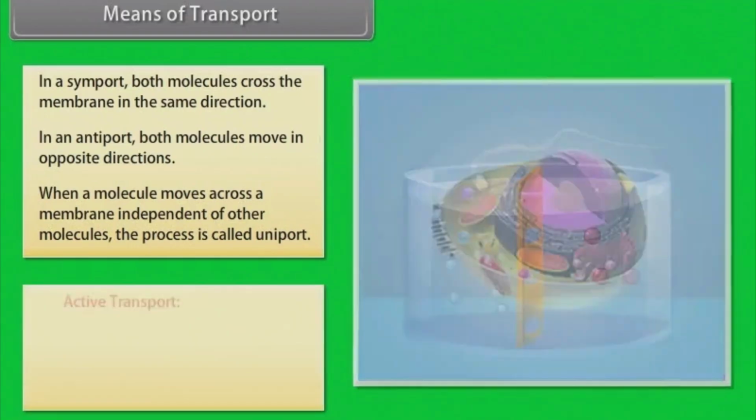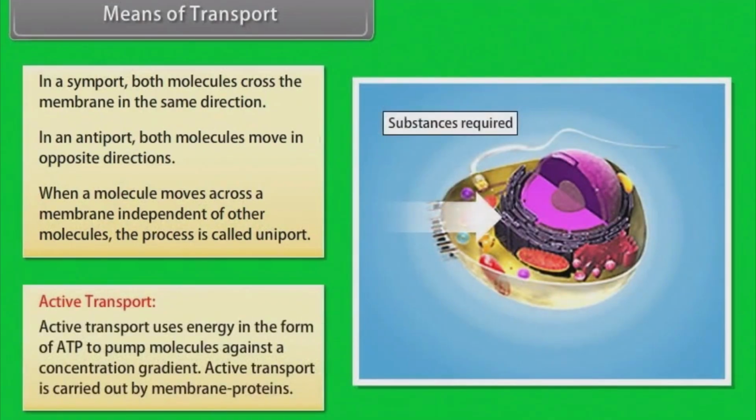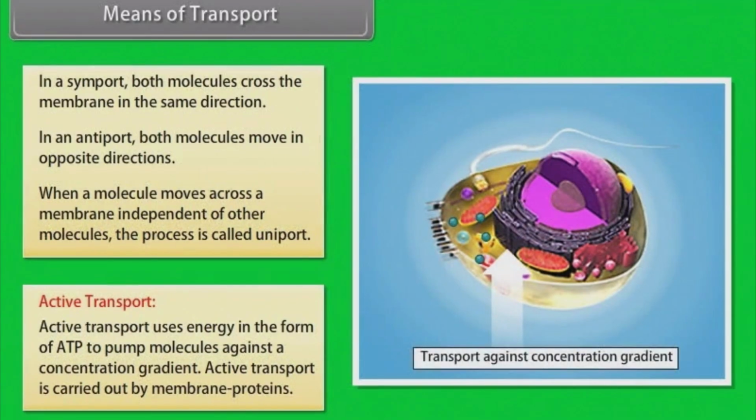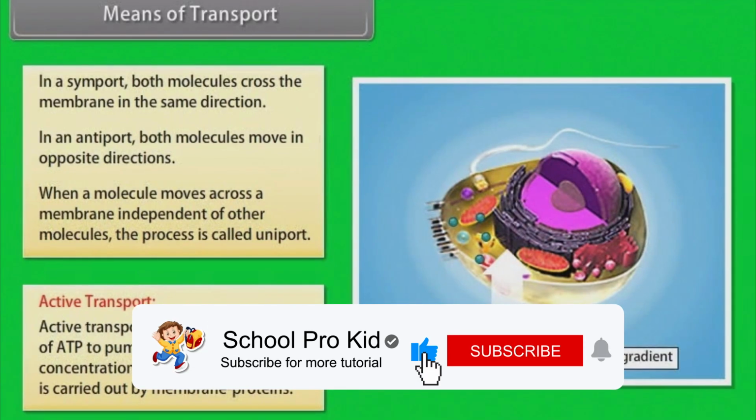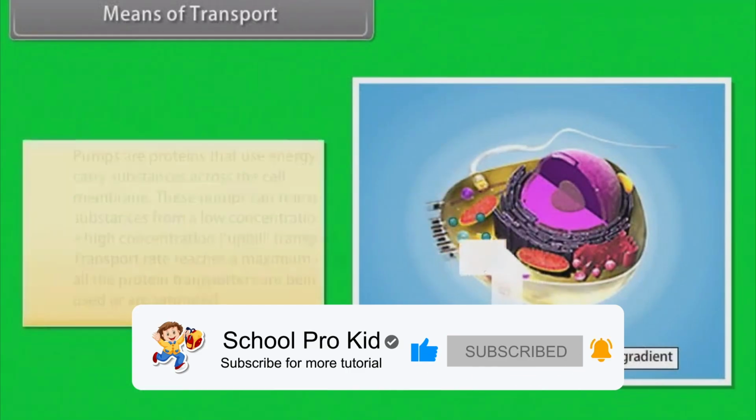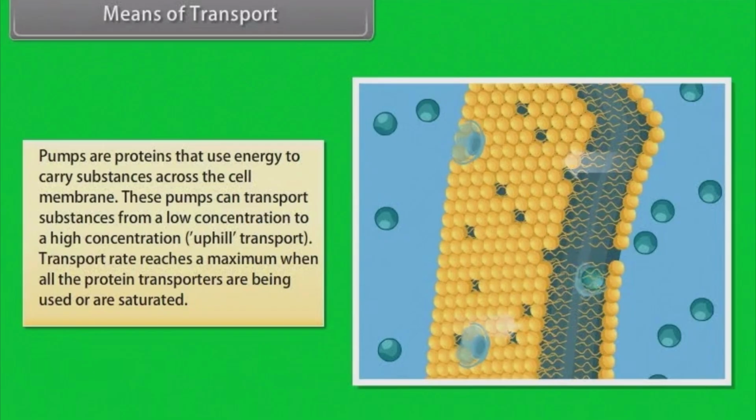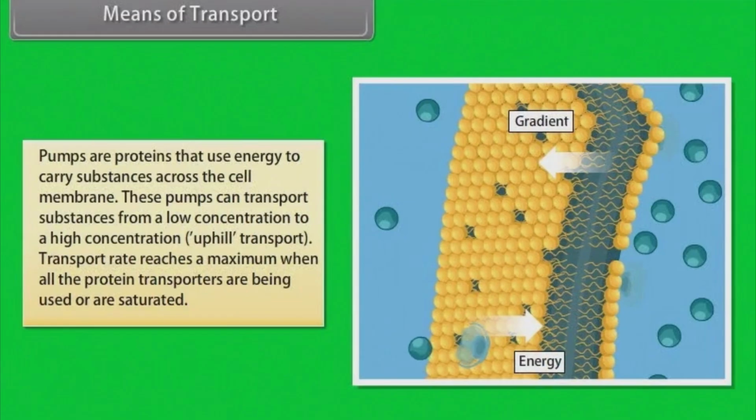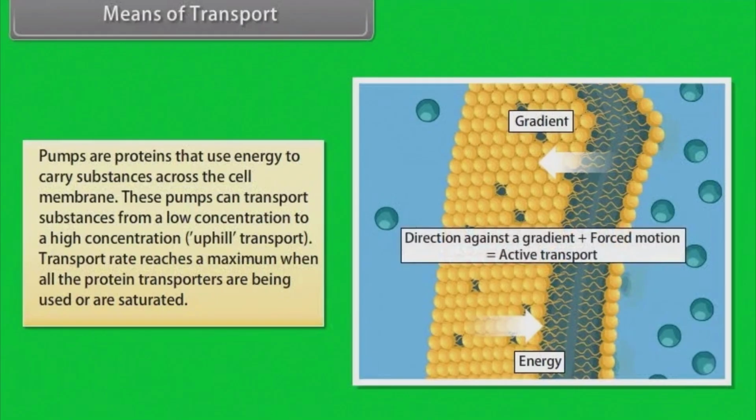Another means of transport is active transport. Active transport uses energy in the form of ATP to pump molecules against a concentration gradient. Active transport is carried out by membrane proteins. Hence, different proteins in the membrane play a major role in both active as well as passive transport. Pumps are proteins that use energy to carry substances across the cell membrane. These pumps can transport substances from a low concentration to a higher concentration, or uphill transport. Transport rate reaches a maximum when all the protein transporters are being used or are saturated.